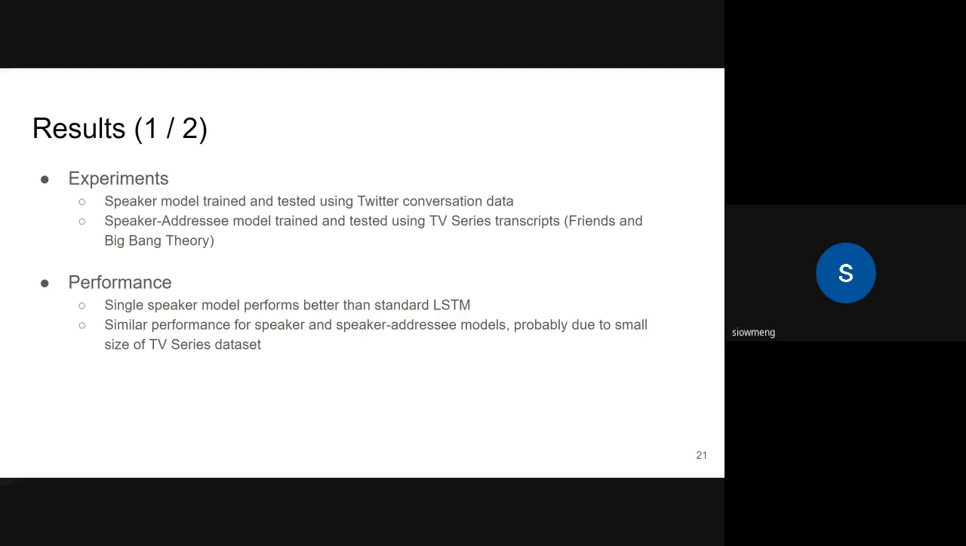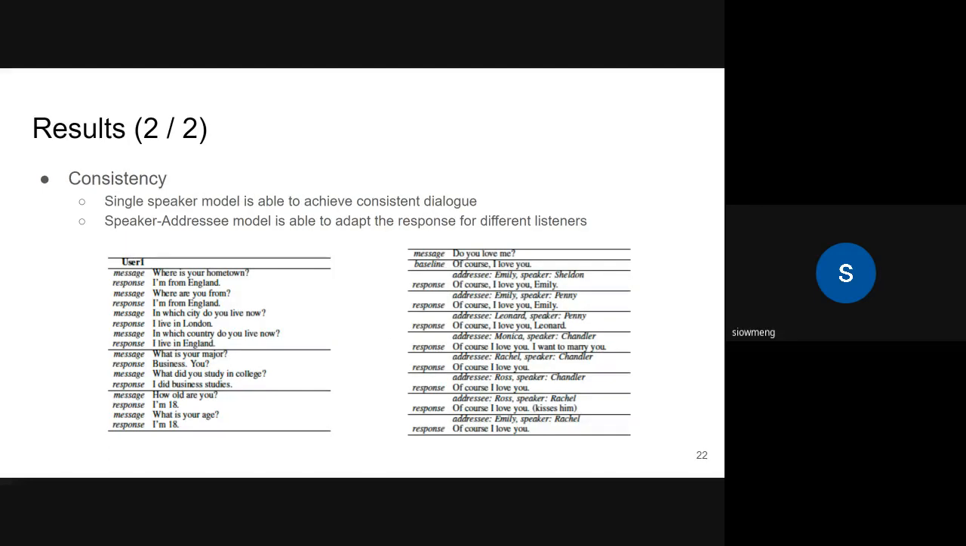But the thing they want to look at is the consistency. The speaker model is able to achieve consistent dialogue. You can see on the left is a single speaker output. When he is asked where's your hometown, or the question is turned any other way, like where do you live, it is able to give a consistent response on where he lives, and so on, like the age as well.